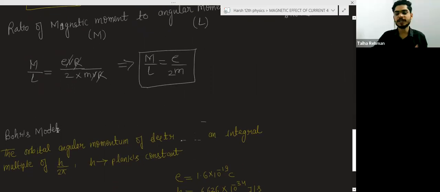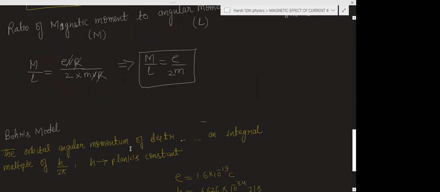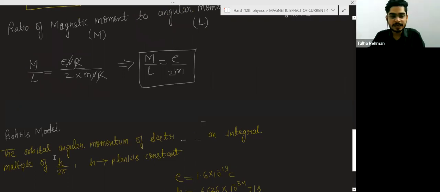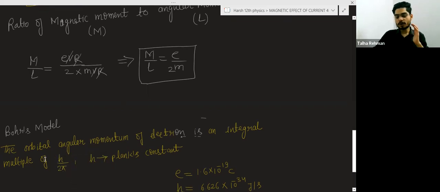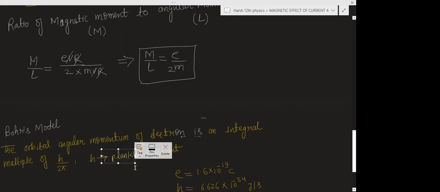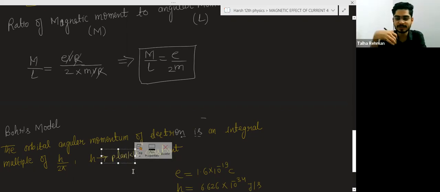Bohr's model. So according to Bohr's model, when the electron is revolving around the nucleus, the orbital angular momentum, meaning the angular momentum of the electron in an orbit, is an integral multiple of h upon 2 pi. What is h? h is the Planck's constant. Planck was the name of the scientist, I think Max Planck.